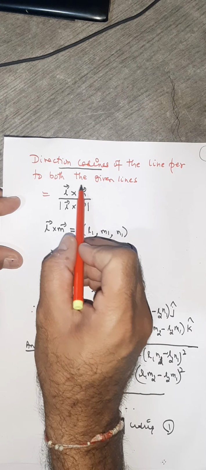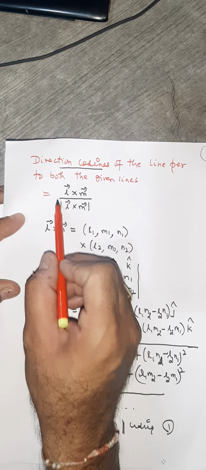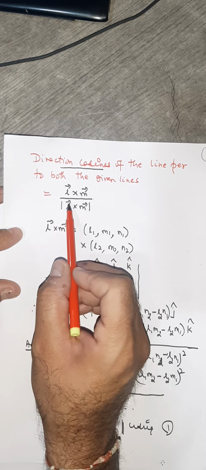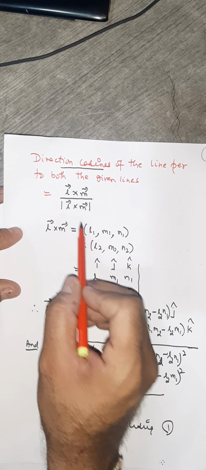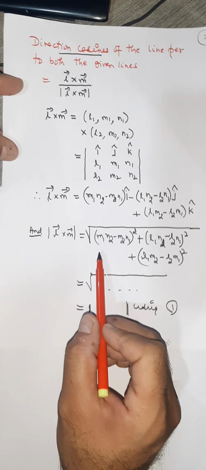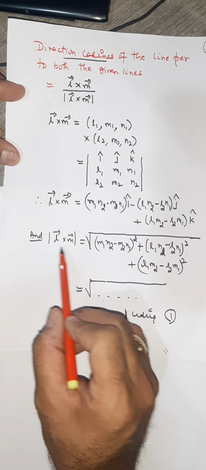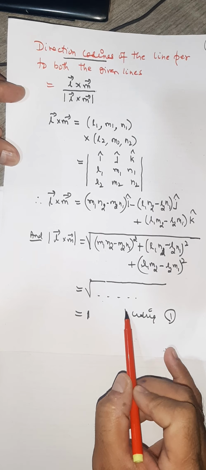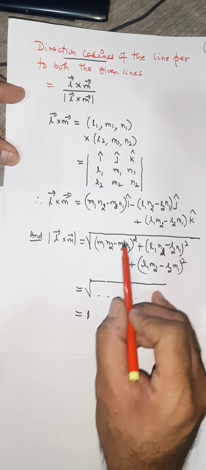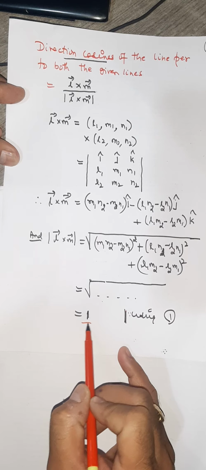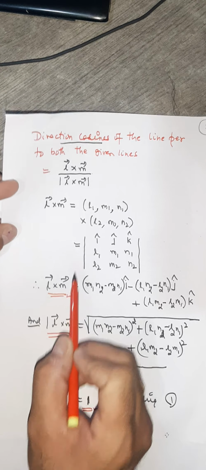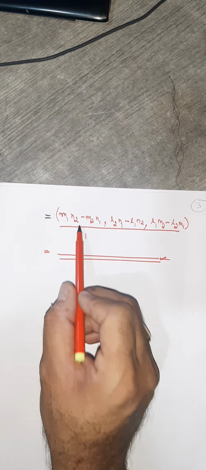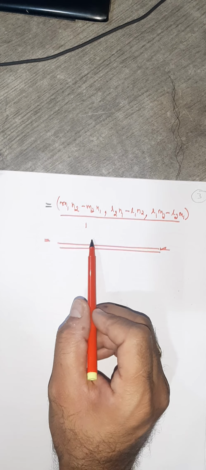Right? What I did, I repeat. This is a very basic formula to get the unit vector perpendicular to both the lines: cross product upon its magnitude. I've just computed the cross product, this simple cross product. This is its magnitude. If you use equation 1 and simplify, you will get this equals to 1. Now I'll place the value of this magnitude over here. So this is the numerator expression upon 1. So we have this.